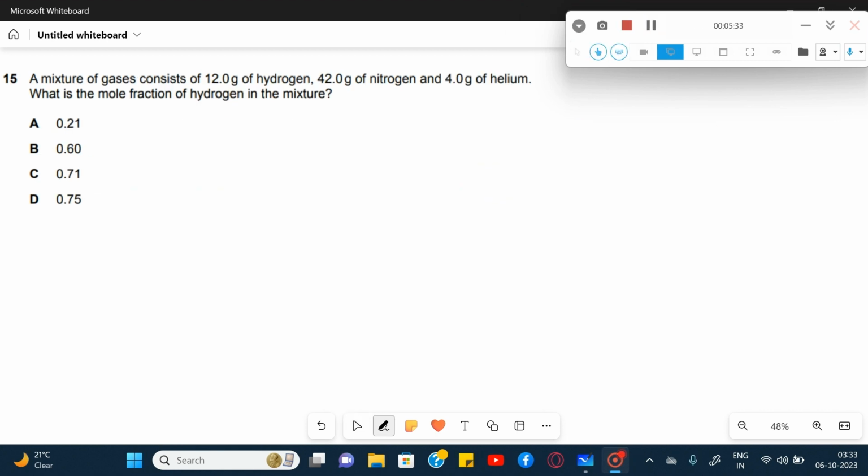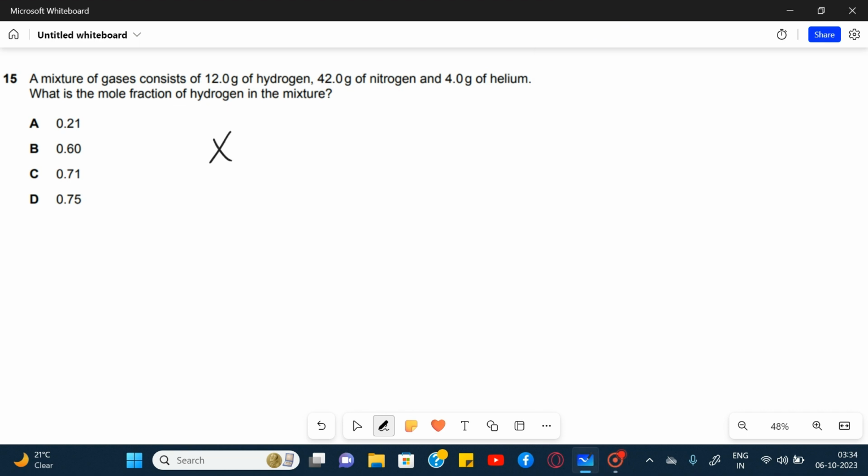Let's look at question number 15, which says a mixture of gases contains 12 gram of hydrogen, 42 gram of nitrogen and 4 gram of helium. What is the mole fraction of hydrogen in this mixture? We know that the mole fraction of one of the species, like hydrogen, can be calculated by the number of moles of hydrogen divided by the total number of moles, right? Total number of moles means number of moles of hydrogen plus number of moles of nitrogen plus number of moles of helium. So we need to find out the number of moles of each of these species.